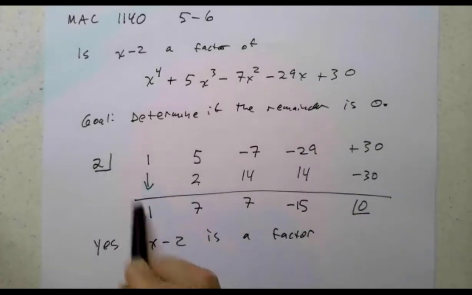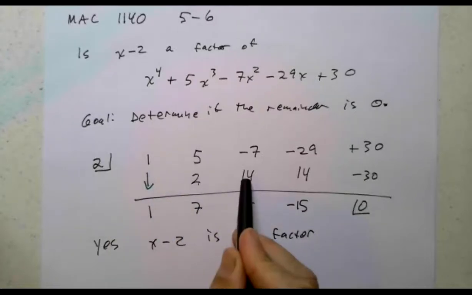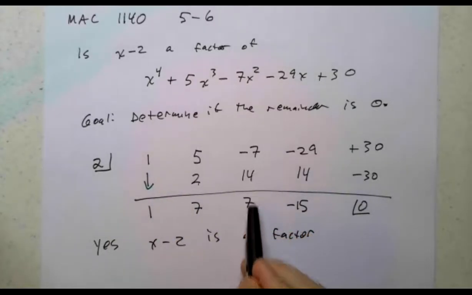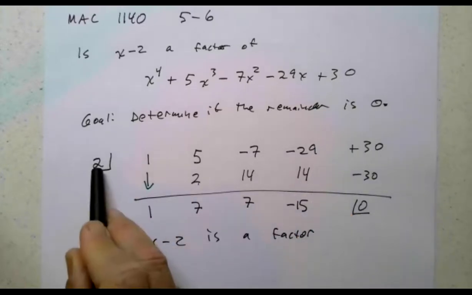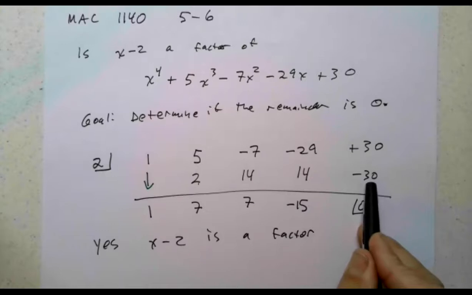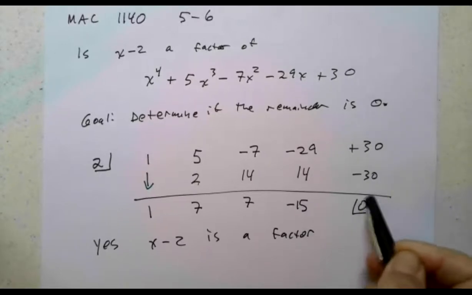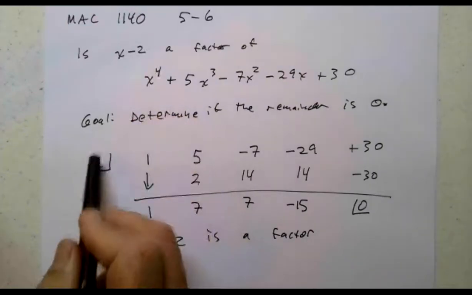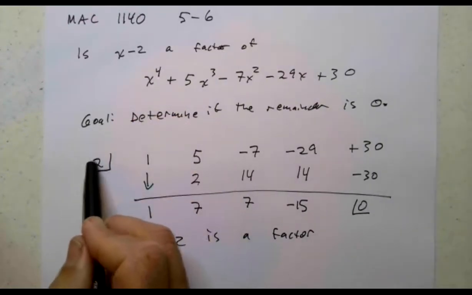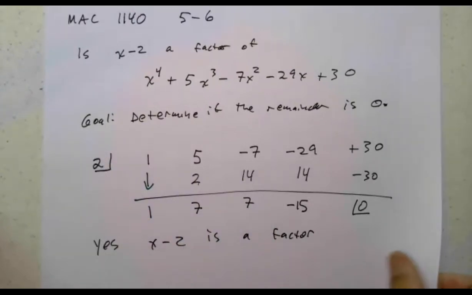Bring the 1 down. 2 times 1 is 2. 5 plus 2 is 7. 2 times 7 is 14. Negative 7 and 14 is 7. 2 times 7 is 14. Negative 29 and 14 is negative 15. 2 times negative 15 is negative 30. Positive 30 and negative 30 adds up to 0. That's our remainder. If you would have done long division, your remainder is 0. When that happens, for x minus 2, this number does not become minus 2, but minus whatever it is. So minus 2, that's out there. So that's one way to do this.